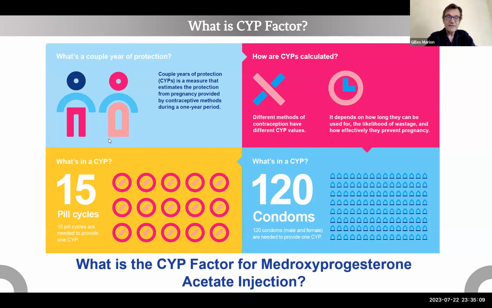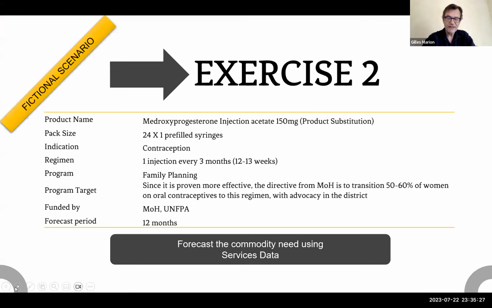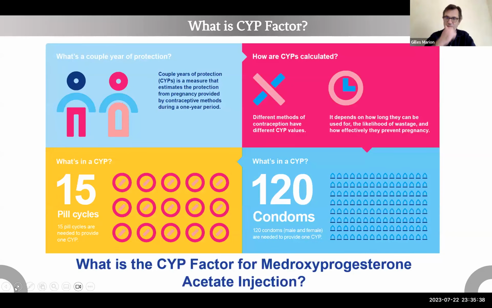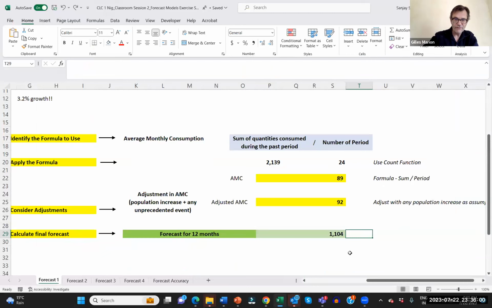Sorry for that. What is the couple year protection factor for medroxyprogesterone acetate injection? As we've seen in the previous slide, we need to have one injection every 12 to 13 weeks. Okay, every 3 months, we need to have one injection. So please use the chat box to tell us what is the couple year protection factor for a couple using medroxyprogesterone acetate injection. Every 3 months, four.